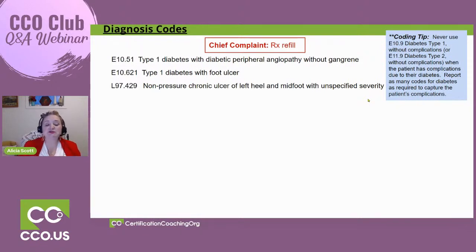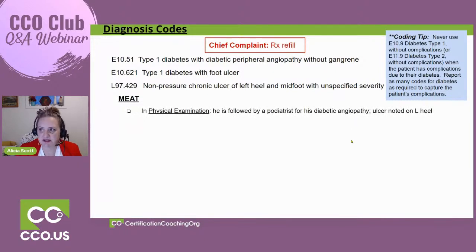And if you're not capturing all of the chronic conditions, then you're not going to have enough money set aside next year to take care of that patient. So it's really, really important to capture it at the highest specificity and everything that you have meat for. All right. Now, what's the meat we have for those three diagnoses in the physical exam?